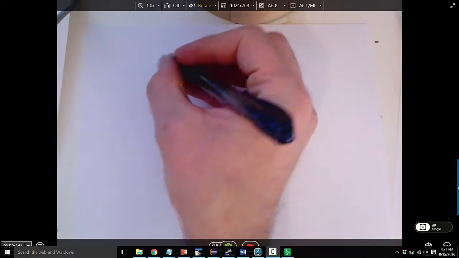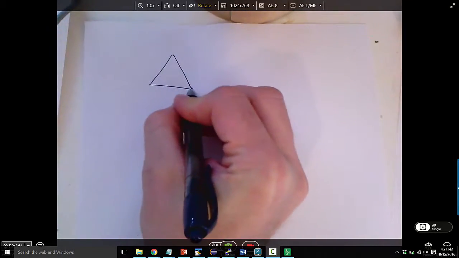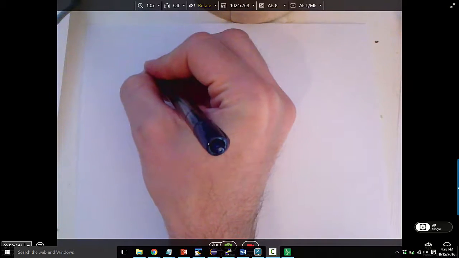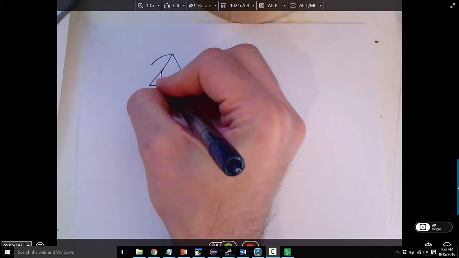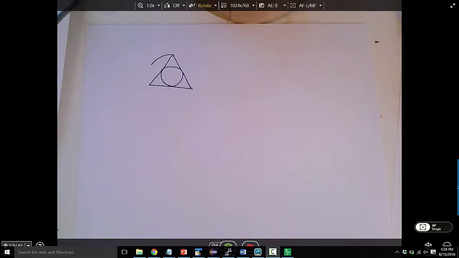Okay, let's do problem 21. It says a circle is inscribed in an equilateral triangle. So I'm going to do my best to draw an equilateral triangle. That's alright. Oh, a circle is inscribed inside it. Okay, so there's my inscribed circle. Alright, ignore that other line.